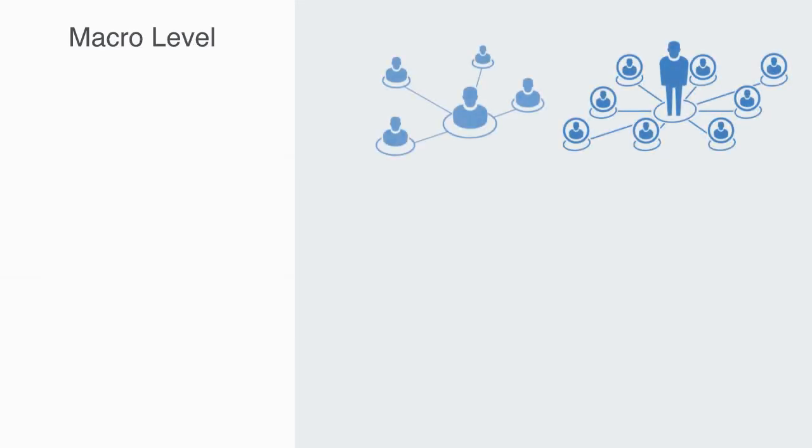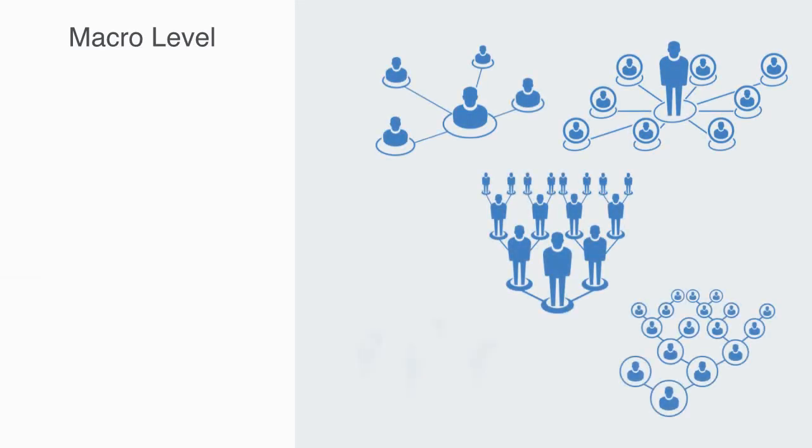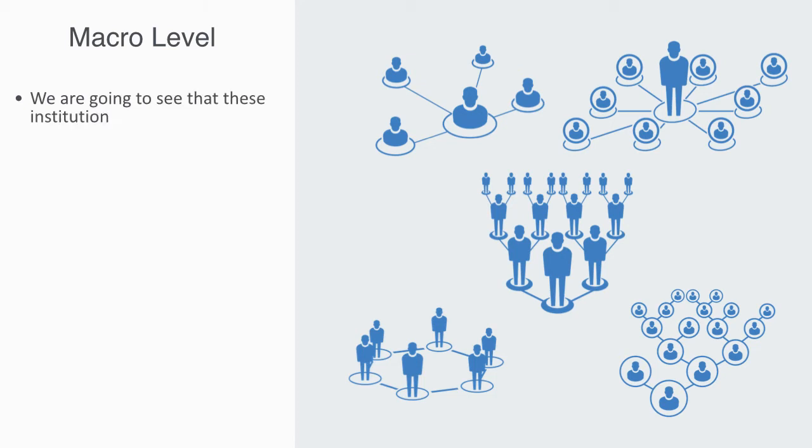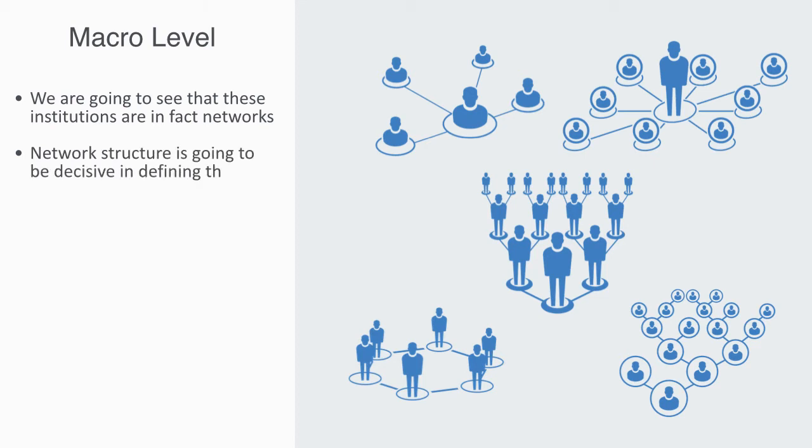When we stop focusing on general equilibrium and the idea of individual atomized agents and start to focus more on these interactions, what we're going to see is that these institutions are in fact networks. And the structure to these networks is very important because it's going to define how things flow through the network. And remember, because we're dealing with open systems, this is about inputs and outputs, where a component is in a network, the network structure, and what is flowing through that network is going to be decisive in defining the inputs and outputs to any of its components or subsystems.